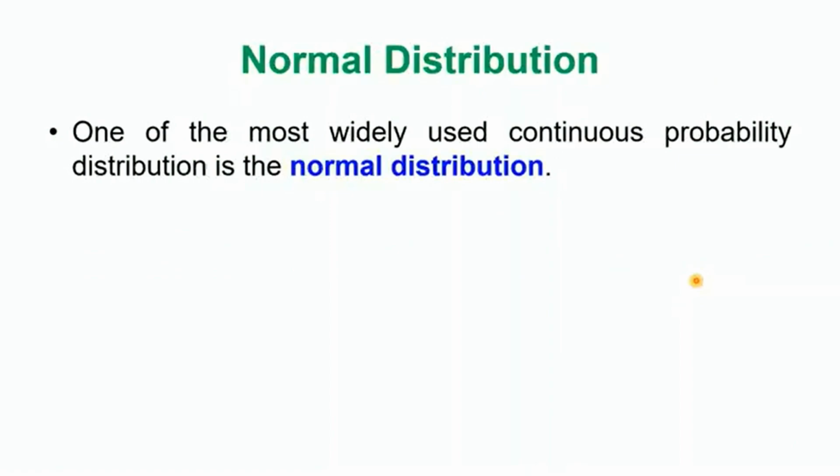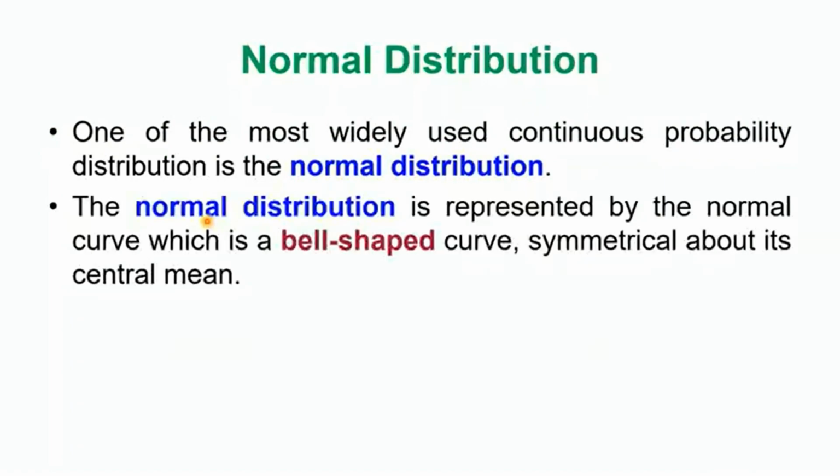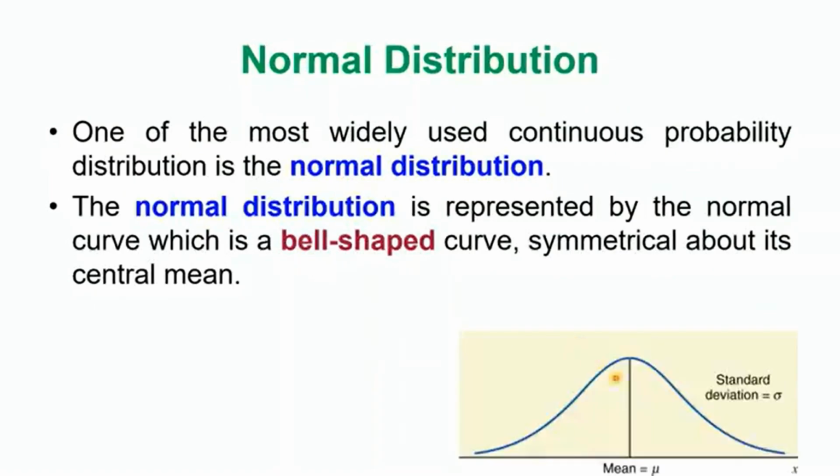The normal distribution is the most widely used continuous probability distribution, and it is based on an assumption. We assume our variable follows a normal distribution. The normal distribution is a bell-shaped curve like this. The left side and right side are the same and symmetric. We say it is a symmetric distribution.